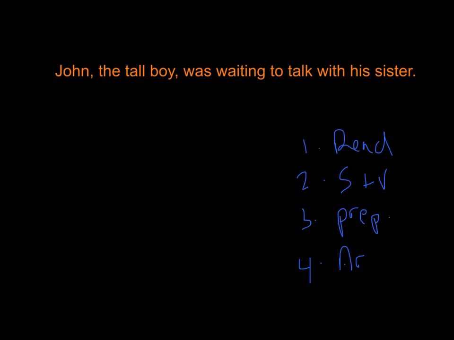Okay, well here's your sentence. John, the tall boy, was waiting to talk with his sister. There's a lot going on here. I made sure I got a little bit of everything in this one. Let's see how we did. We've always started this, and we always will start it with the same thing. Number 1, read the sentence. Always read the sentence. Number 2, subject and verb. Number 3, prepositions. And then number 4, get rid of all your articles. When I say prepositions, you have to also find the object of the preposition.